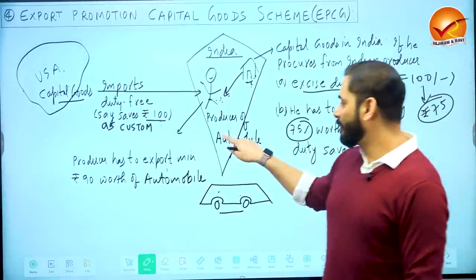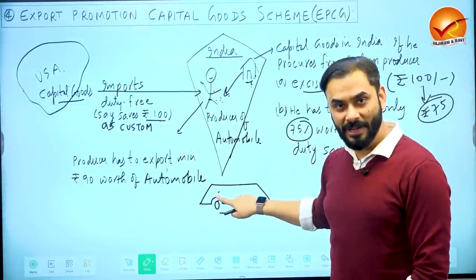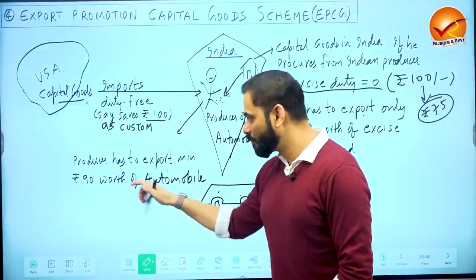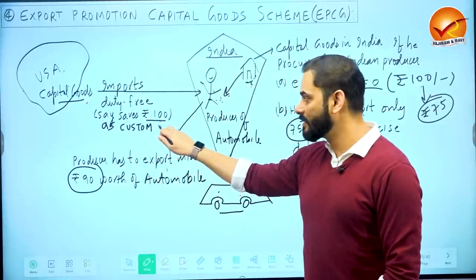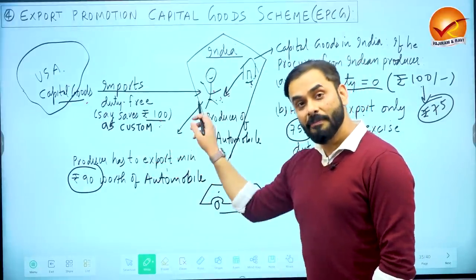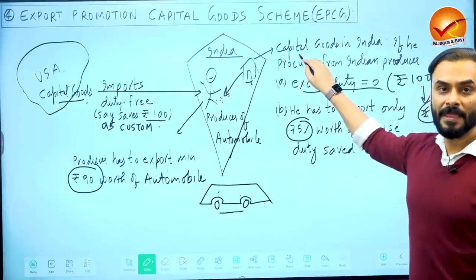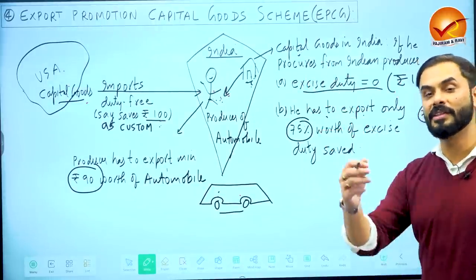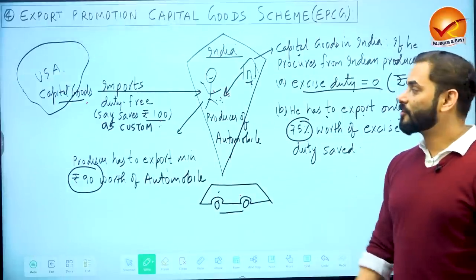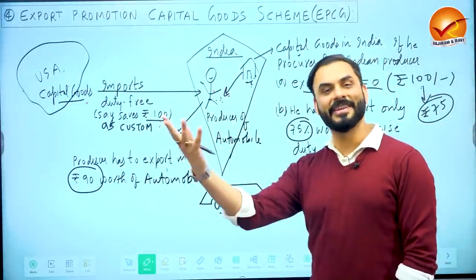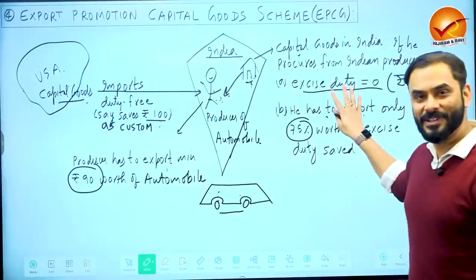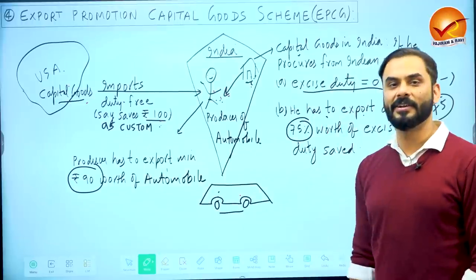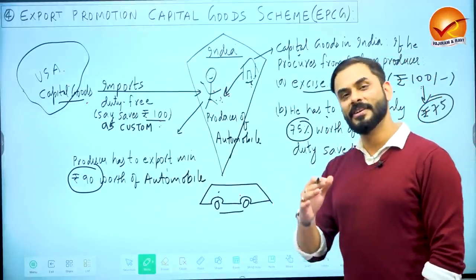So see, if this guy, who is the factory owner of an automobile company in India, imports capital goods from the USA or other countries, the minimum export commitment is 90% of what he saves as customs duty. But if he buys the same thing within India, his minimum export commitment would only be 75% of what he saves as excise duty, right? So he can compare and do whatever suits him. And why has the government launched this side of the scheme? Because the government wants Indian manufacturers to buy capital goods within India. For that reason, the government has launched this scheme. All right.